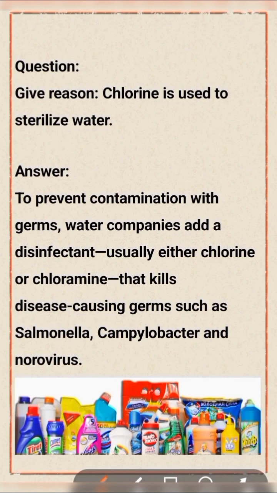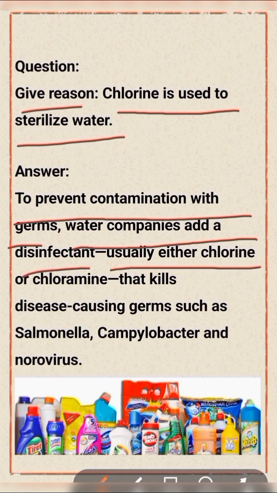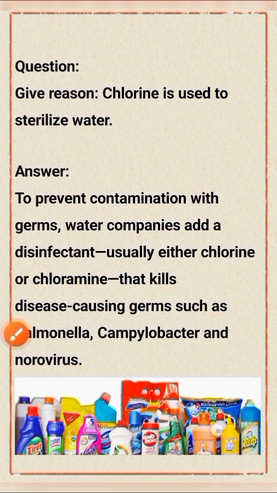Give the reason chlorine is used to sterilize water. To prevent contamination with germs, water companies add a disinfectant, usually either chlorine or chloramine, that kills disease-causing germs such as Salmonella, Campylobacter, and Norovirus. Show the picture for this question.